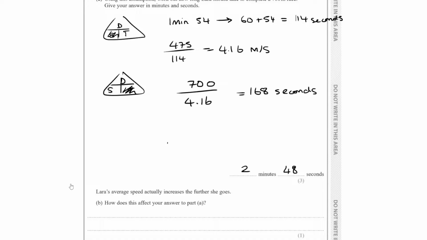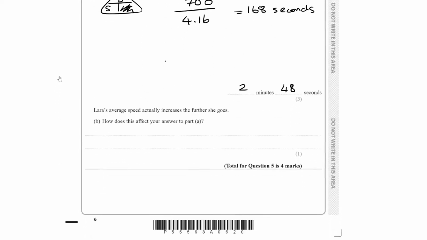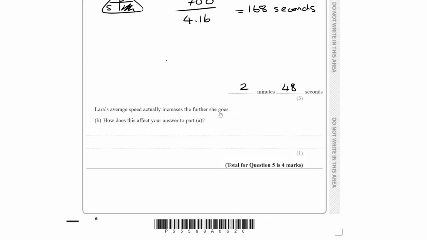That was also technically part B. Let me just check if my student is coming or not. Doesn't look like it. Part B, Lara's average speed actually increases the further she goes. So we were assuming that it was the same speed, weren't we? They're actually saying it increases the further she goes. How does this affect your answer? Well, it's a longer distance, wasn't it? It was 700 meters, which was longer than the first one. And if she gets faster as she goes, then how would it affect our answer, which was time? I guess you could say it would be less time. It would be fewer seconds. The answer would be less, something along those lines would be fine.